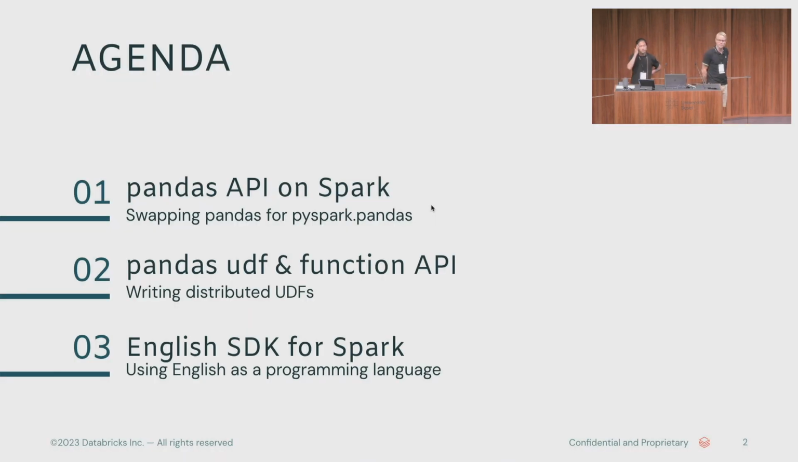So a quick look at the agenda. First part is about what I just said, Pandas API on Spark, how to scale your workloads using the familiar syntax of Pandas. Second, we're going to walk through Pandas UDF and Function API, so you can write distributed UDFs. And lastly, I'm going to give a brief introduction to the English SDK for Spark, which is an LLM-based way to work with your data.